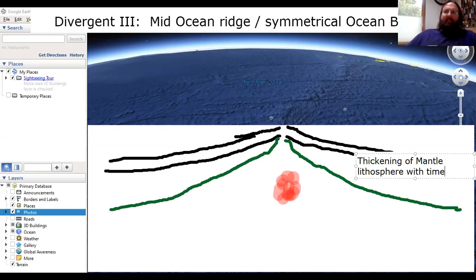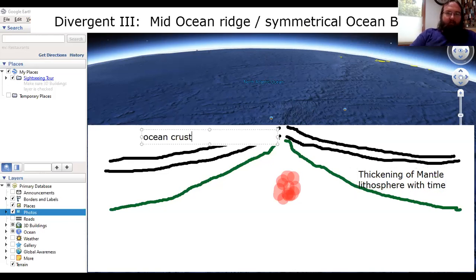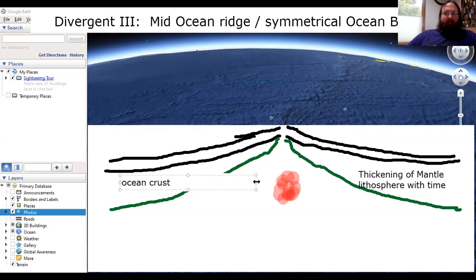This thickening is taking place with time. So the faster your mid-ocean ridge spreads, the larger and broader your mid-ocean ridge is going to be. And here you have ocean crust, and because by this point you've probably been erupting ocean crust long enough that the magnetic field has reversed several times, you're probably also starting to see some magnetic anomalies.